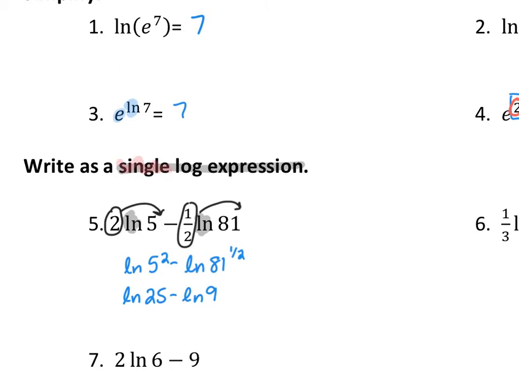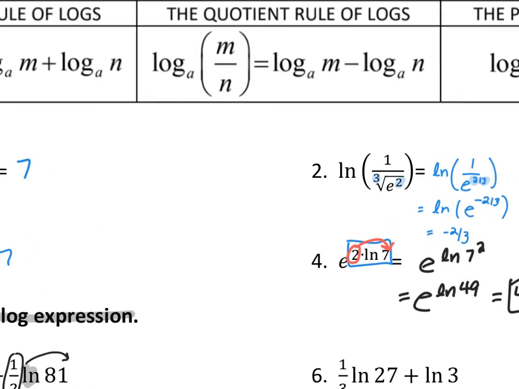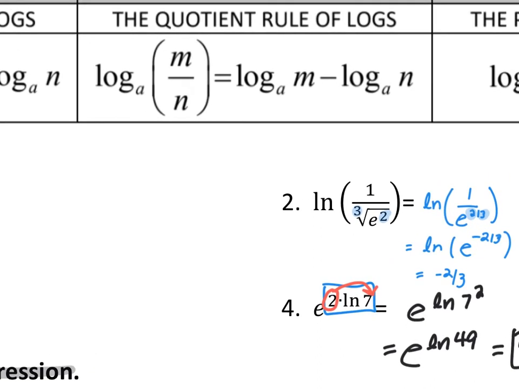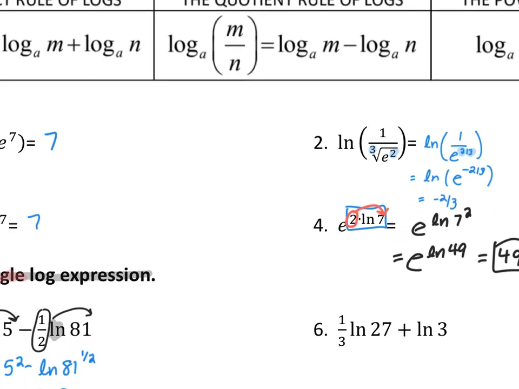But I still have 2 natural logs written right here. So just recall that property we set up here, that if you are subtracting 2 log expressions, I can combine them as a single log by dividing those 2 arguments. So when I have a subtraction, I combine them together with division. So back to this one.